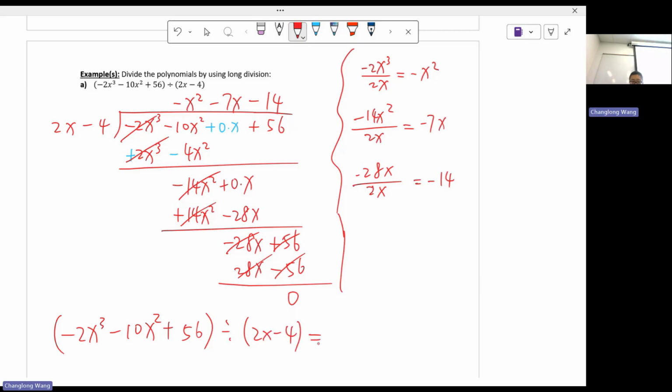So that should be negative x squared minus 7x minus 14, right? Plus quotient plus remainder over divisor. I know it's silly to keep it that way, but at least if you do have a non-trivial remainder, then it will be a lot nicer to keep it that way. Okay.